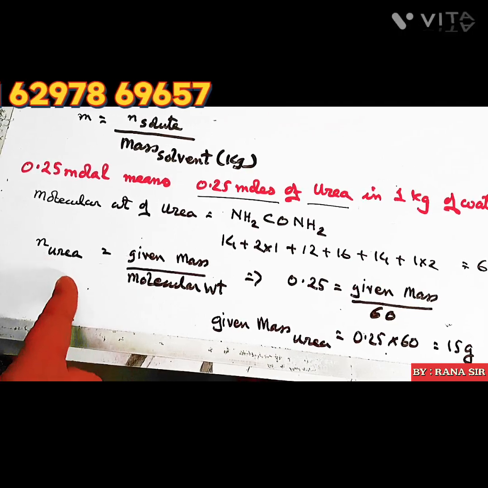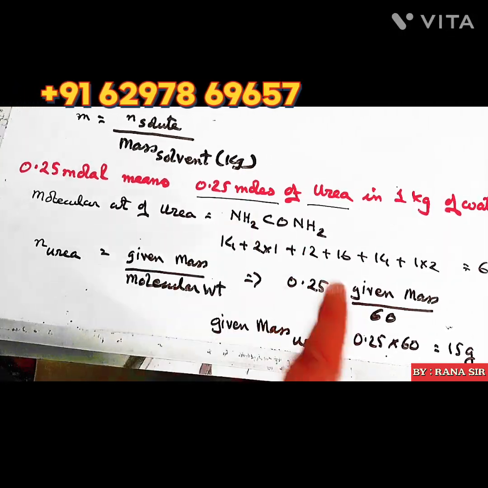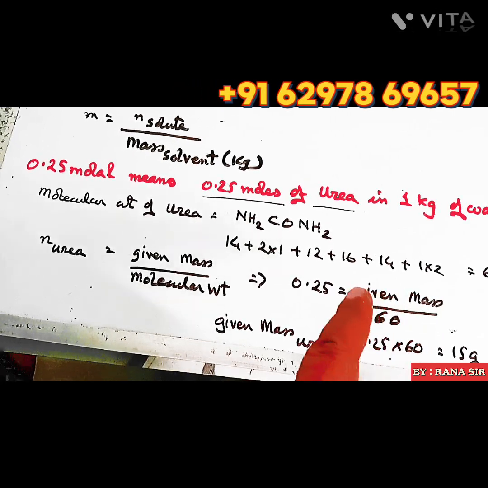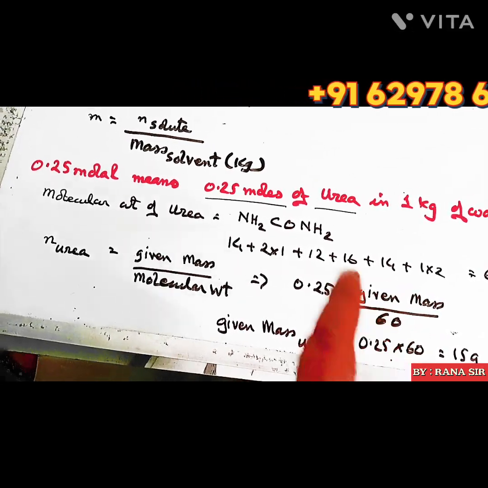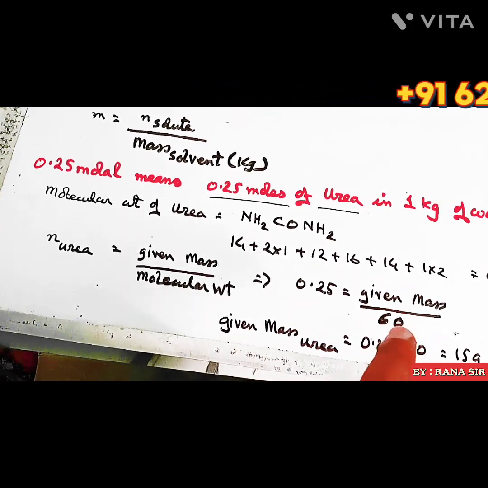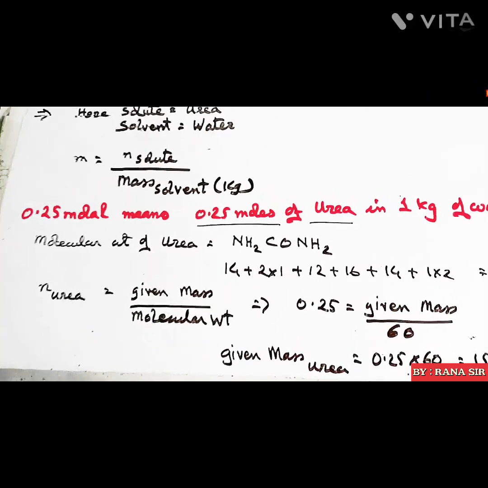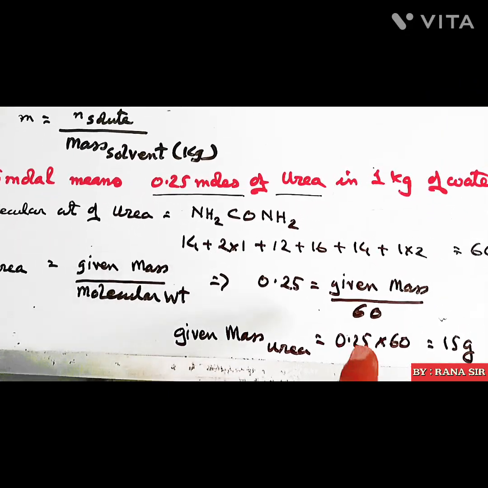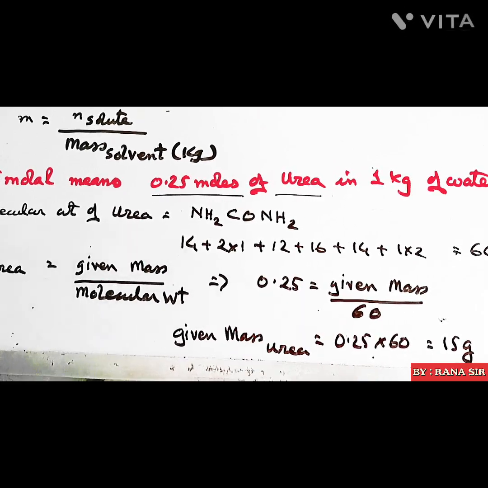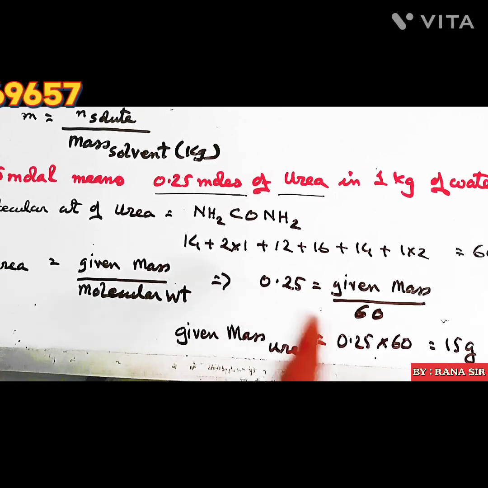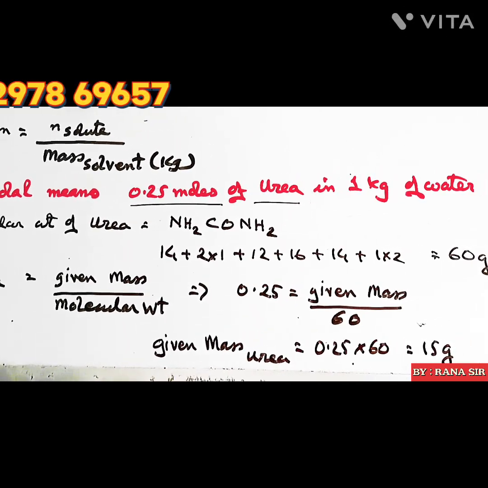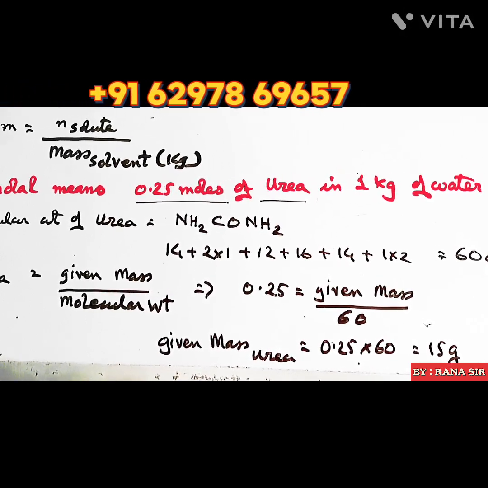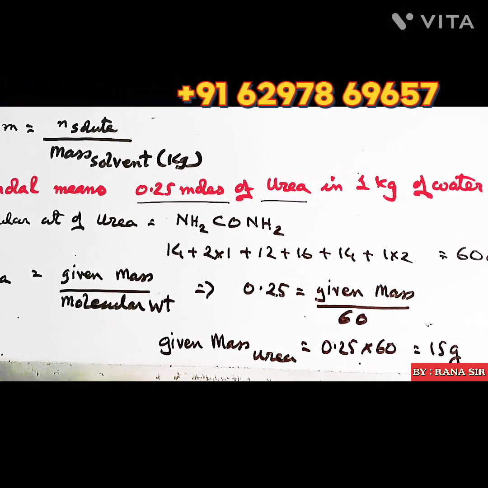Number of moles of urea is 0.25, equal to given mass. Given mass we have to find out, and we have just found out the molecular weight. So given mass by 60. So the 60 goes from division to multiplication, so 0.25 into 60, which is 15 gram. So now we have found out the given mass of urea.